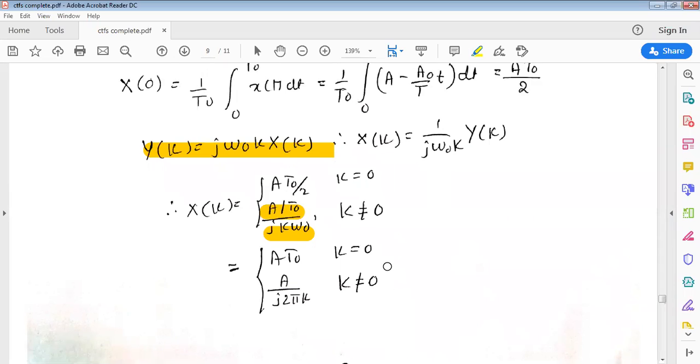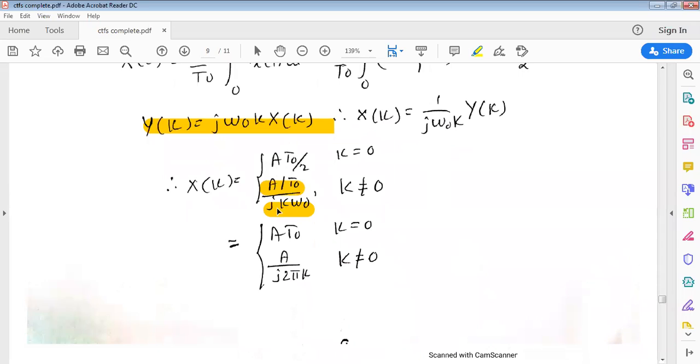Once again, I think I missed k T naught in the denominator. No problem. You can take this one, leave it as it is. When k equals 0, you take this answer. When k is not equal to 0, you can take this answer.